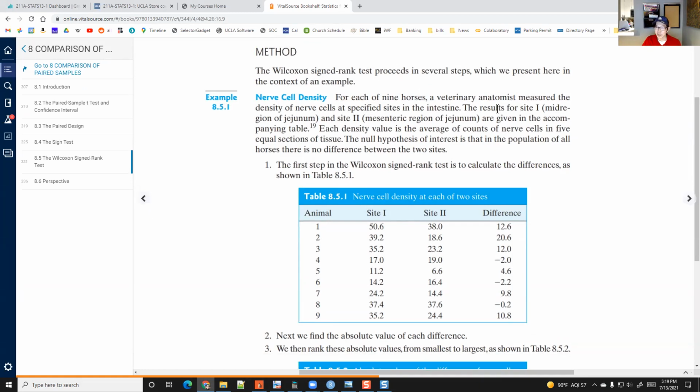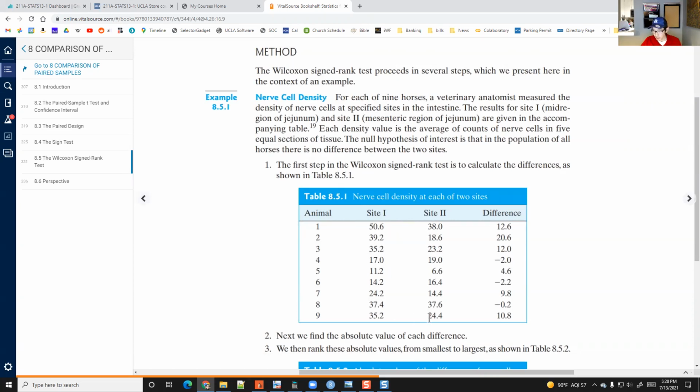But okay, we've got site 1 and site 2, the mid region of the jejunum and the mesenteric region of the, whatever these things are. We just want to know, is there a difference in the nerve cell density here? And these are the measurements here.